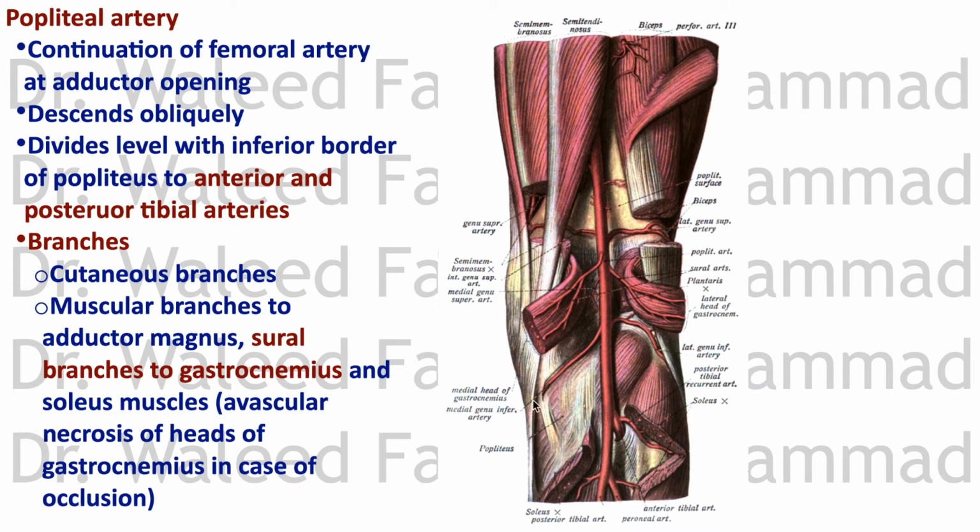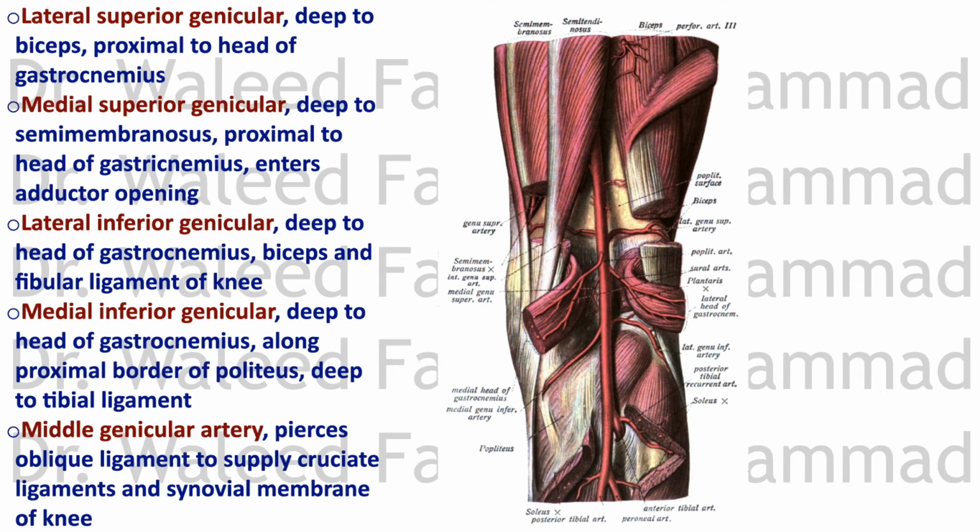Branches of the popliteal artery give cutaneous and muscular branches. Pay attention to the muscular branches to the heads of gastrocnemius, the sural arteries, because obliteration of these vessels will result in avascular necrosis of the heads of the gastrocnemius. Okay? It also gives muscular branches to the soleus muscle, and gives the genicular branches.